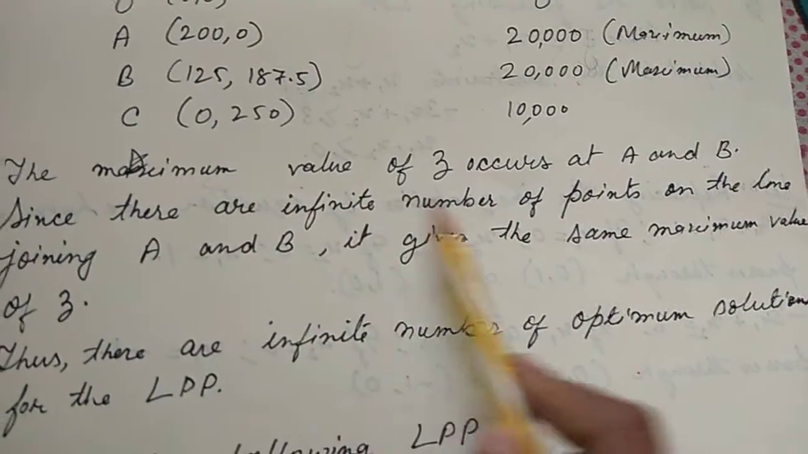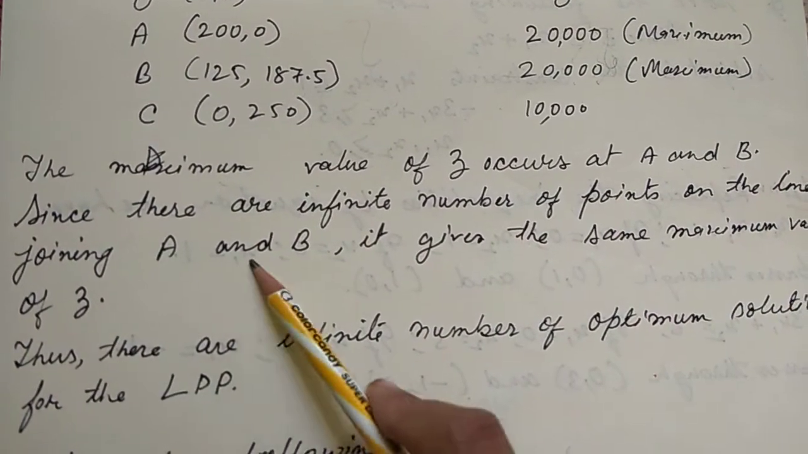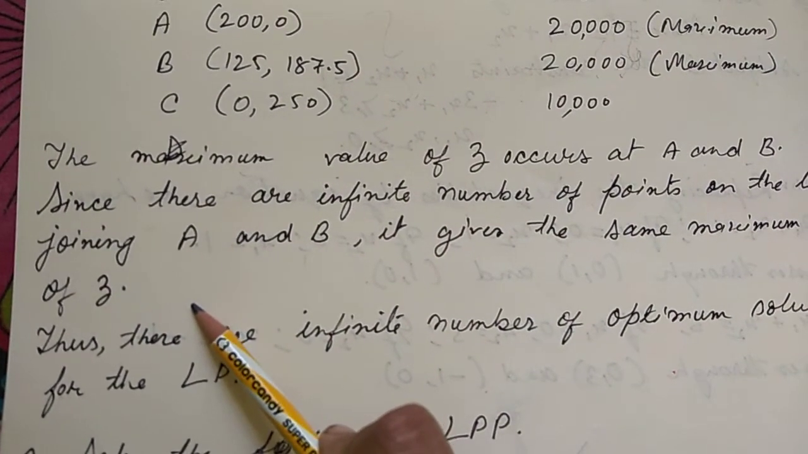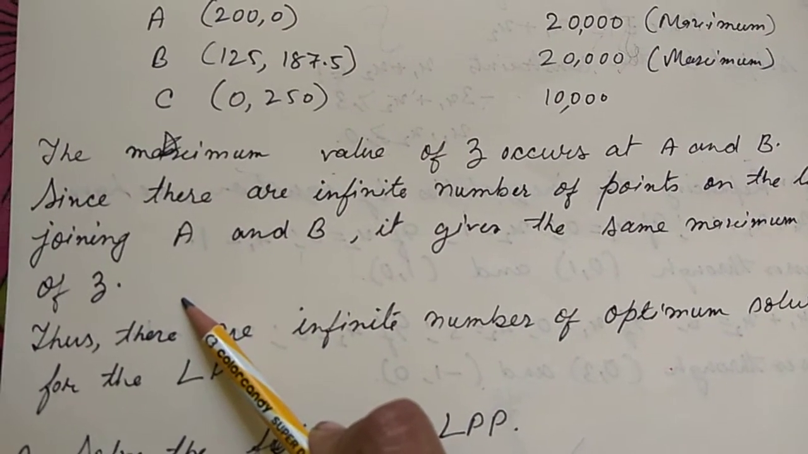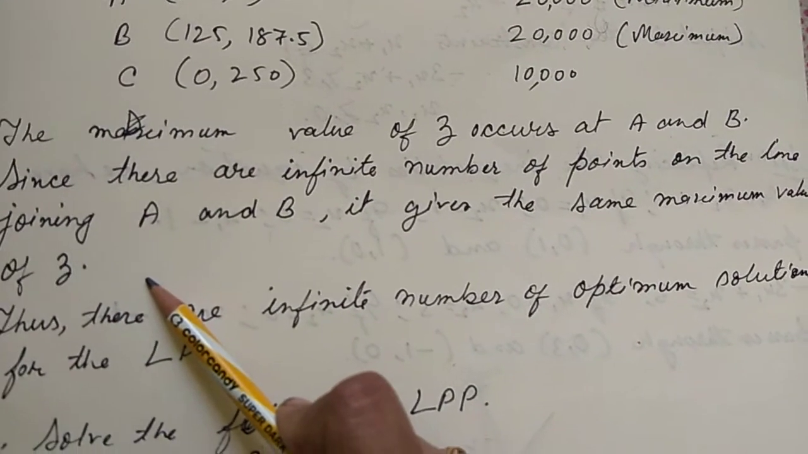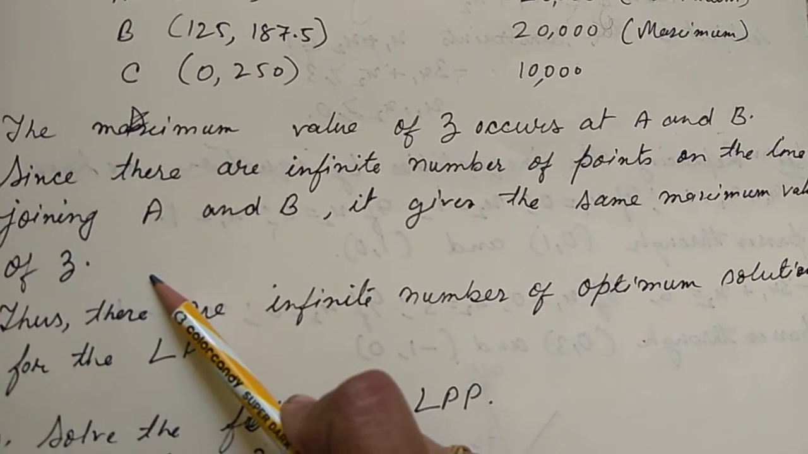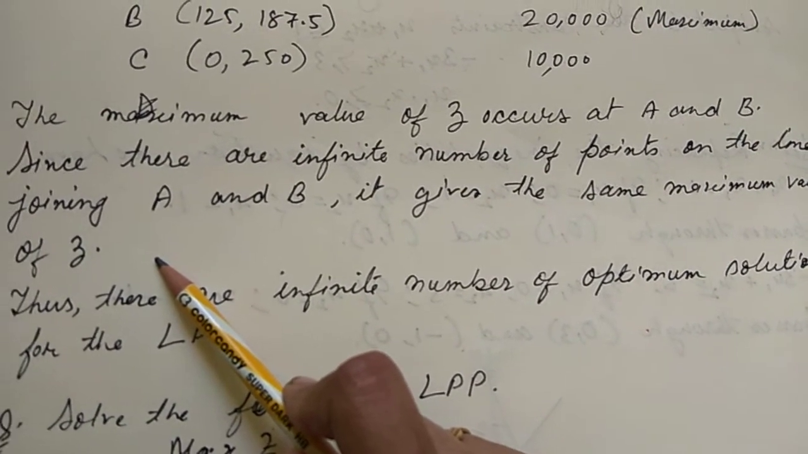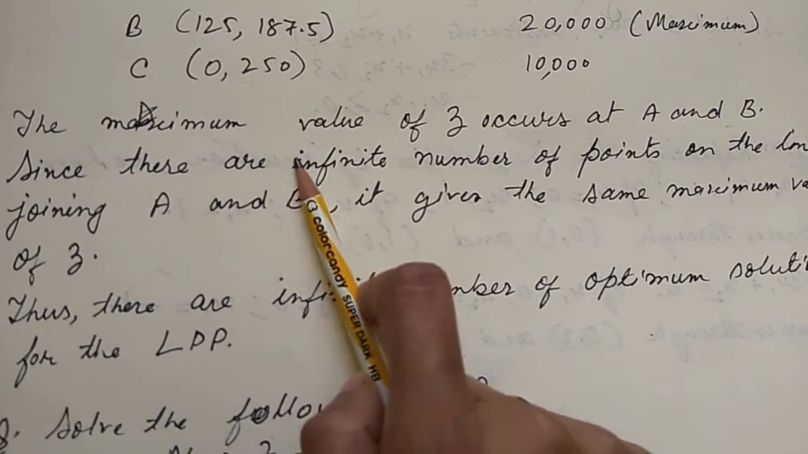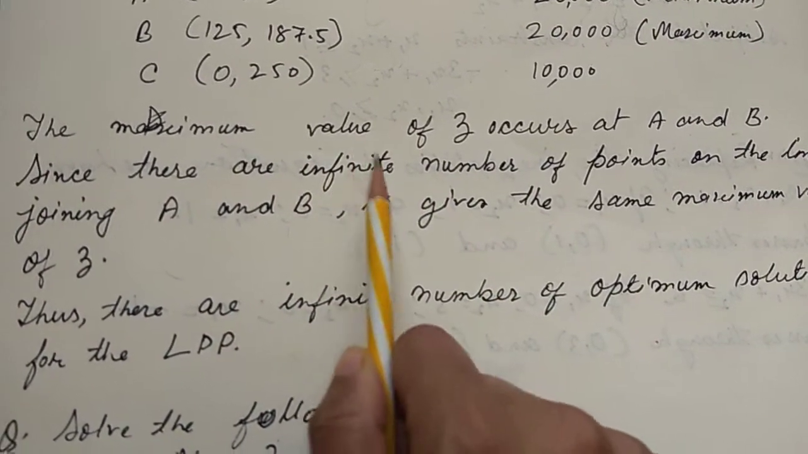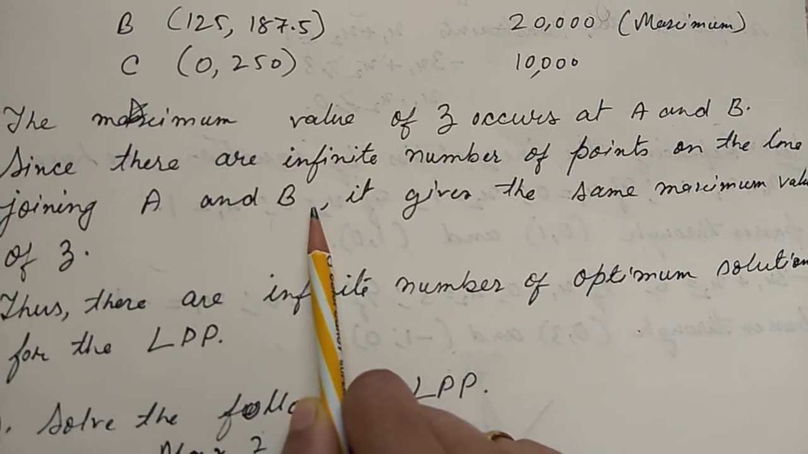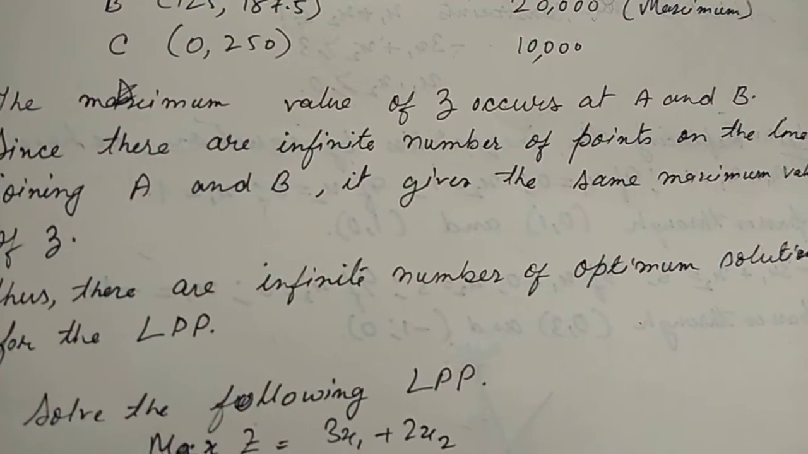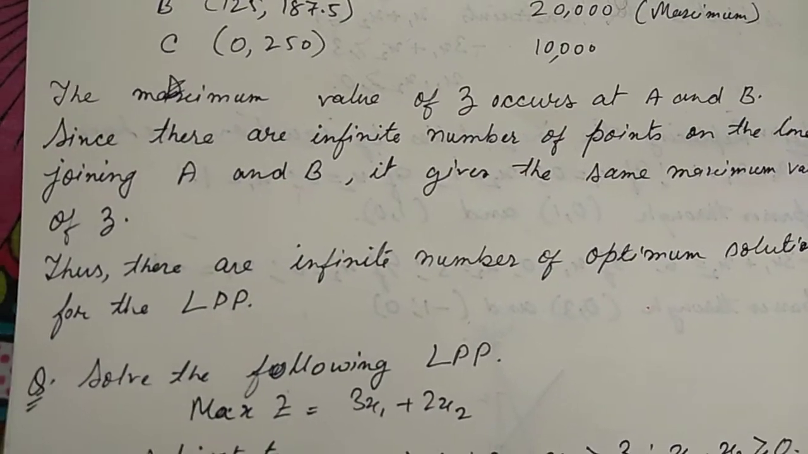Since there are an infinite number of points on the line joining A and B, it gives the same maximum value of z. Since there are various points lying on the straight line that joins the points A and B, all of them give the maximum value of z. Now, which one would you select? You cannot select arbitrarily without any reason.